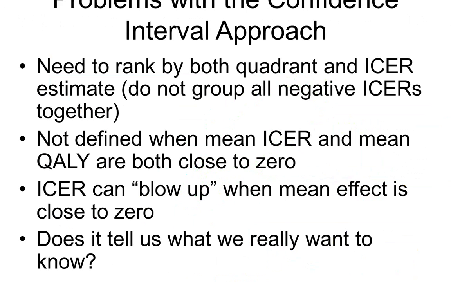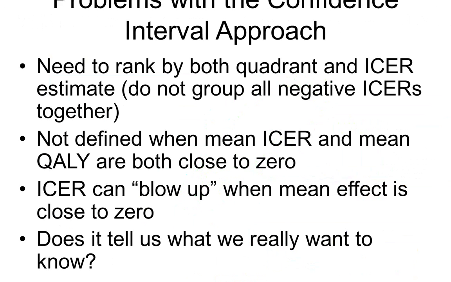Also, the confidence intervals aren't defined when the mean cost and the mean quality are both close to 0. And furthermore, the ICER can blow up really high because it's a ratio when the mean effect is close to 0. When we're dividing by a number close to 0, we get some astronomically high numbers that are really hard to interpret. So for all of those reasons, reporting confidence intervals around ICERs can sometimes be impossible, and at other times can give results that are a little bit weird.